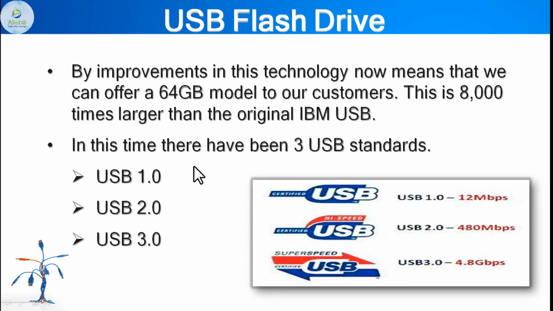The USB comes in different versions as the technology improved. This is 8,000 times larger than the original IBM USB which was invented. So now we have USB 3.0. In the earlier versions we had 2.0 and 1.0, and that is how the speed varies. In 1.0 the transfer speed is 12 megabits per second, in 2.0 it is 480 Mbps, and in 3.0 it is 4.8 Gbps, that is gigabits per second.